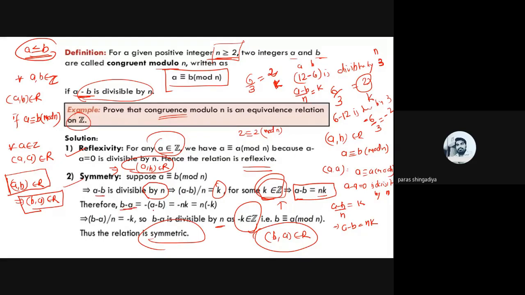Okay, b minus a will be written as minus of a minus b, and minus of a minus b means minus nk. Okay, so a minus b kya hai, that is nk, and that will be written as n of minus k. Clear? So it will be written as b minus a divided by n is equal to minus k. Clear? You will get minus k as the answer when we divide b minus a by n.